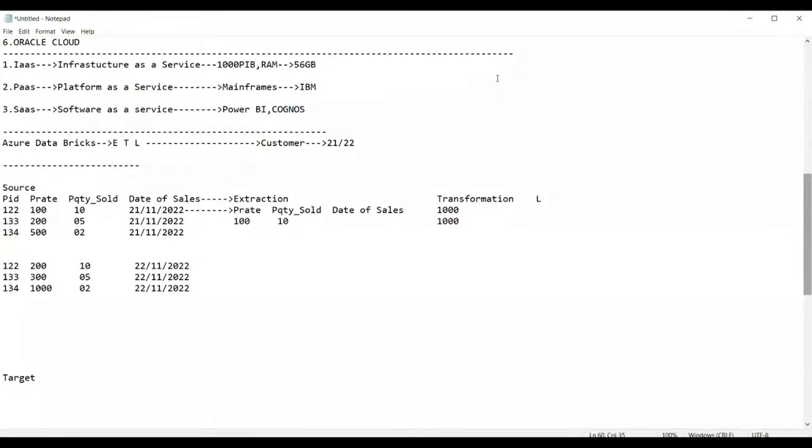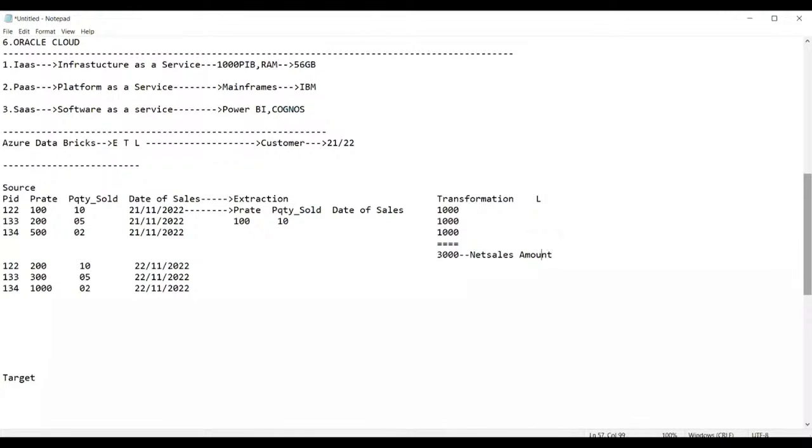Yes. Now guys, see here. We were discussing the calculations. 100 into 10 is 1000. 200 into 5 is 1000. 500 into 2 is 1000. Now calculate the sum here. What is the sum of these three? It is 3000. So can you see, 3000 is the net sales amount.